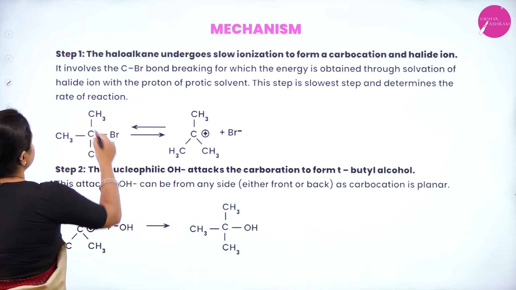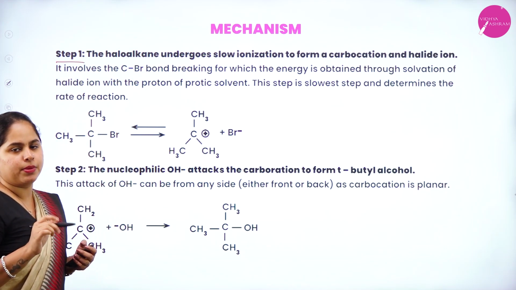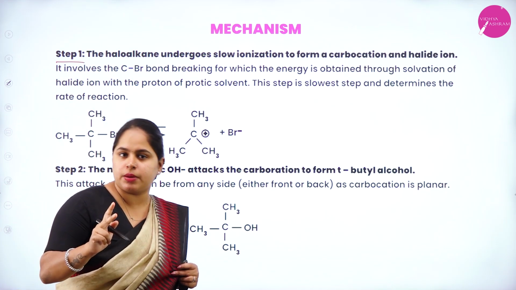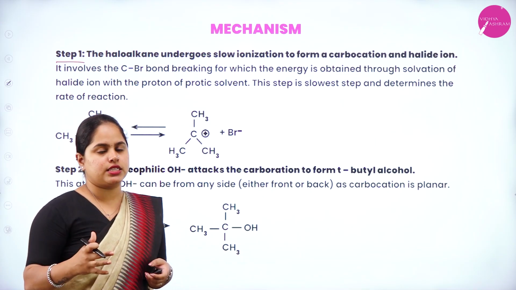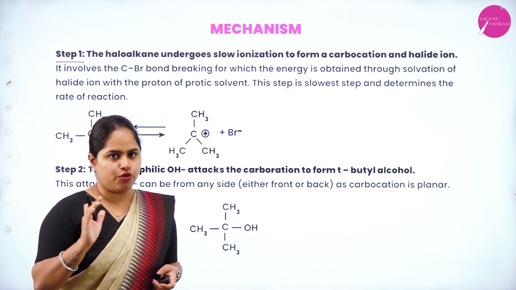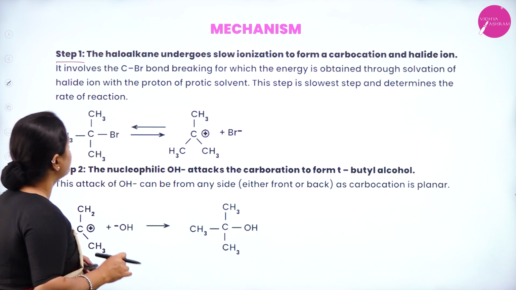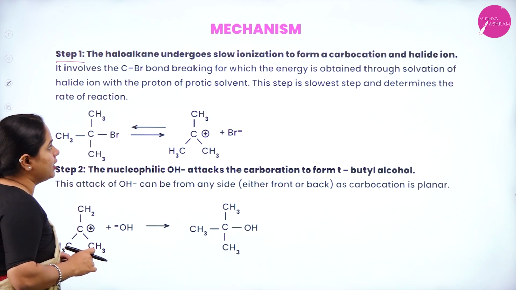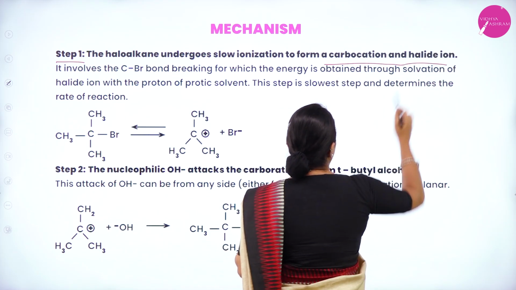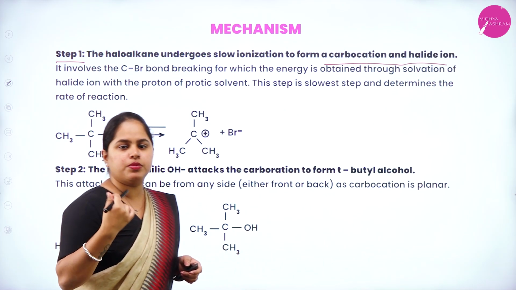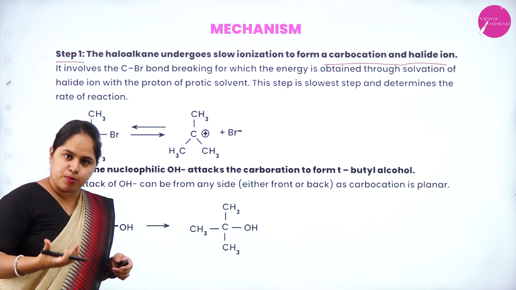So what is the first step? What happens in the first step? As I said, this is a 2-step reaction. So these 2 steps are very, very important. This SN1 and SN2 mechanism is really important for your examination as well. So what's the first step? The haloalkane undergoes slow ionization to form a carbocation and a halide ion. So the first step is the formation of a carbocation.